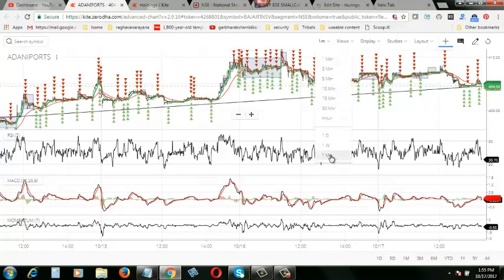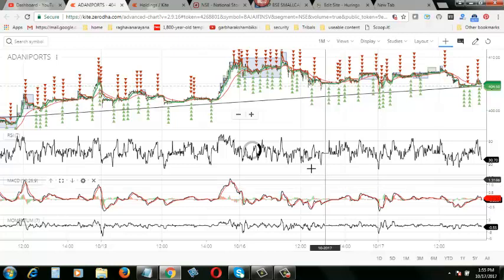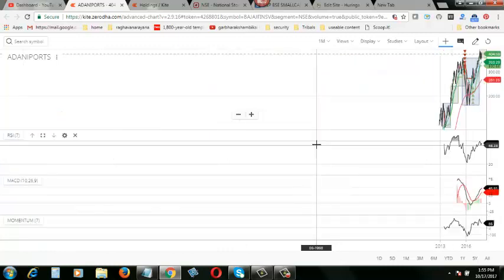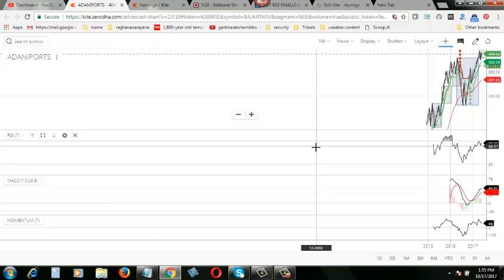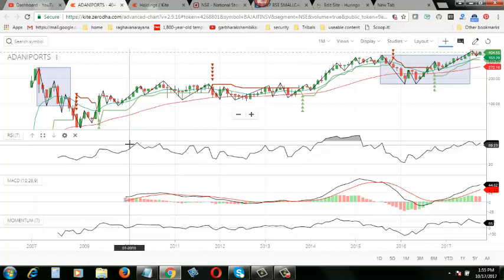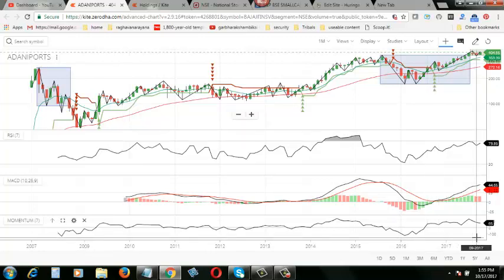Now we will check whether this particular stock is good for long term investment or not. For that, I am clicking on the monthly chart. Okay, this is a monthly chart. Now I have data since 2009 up to October 17th, 2017.